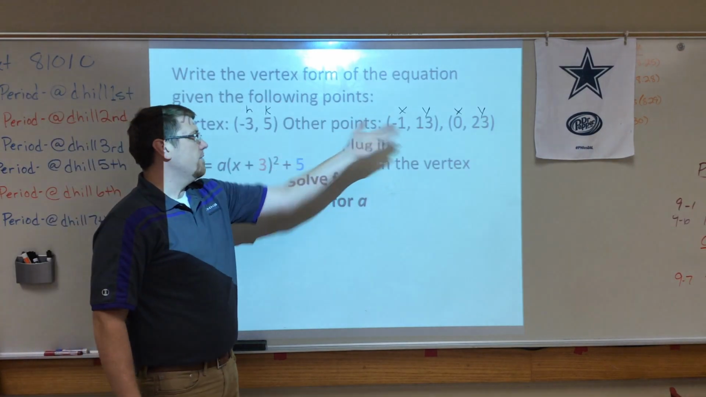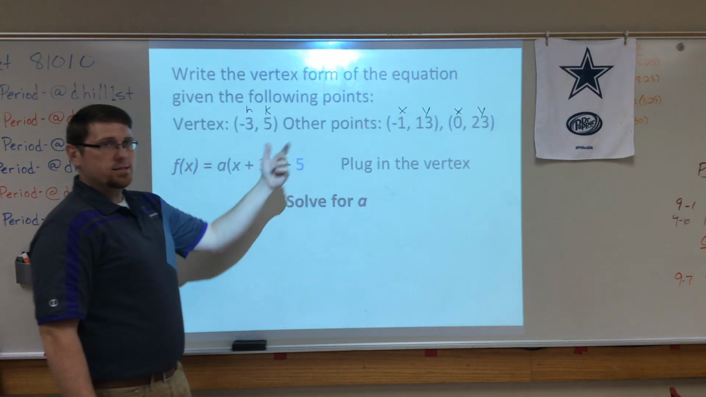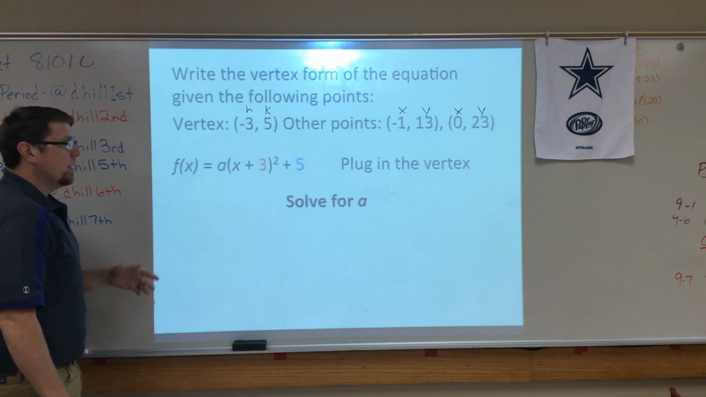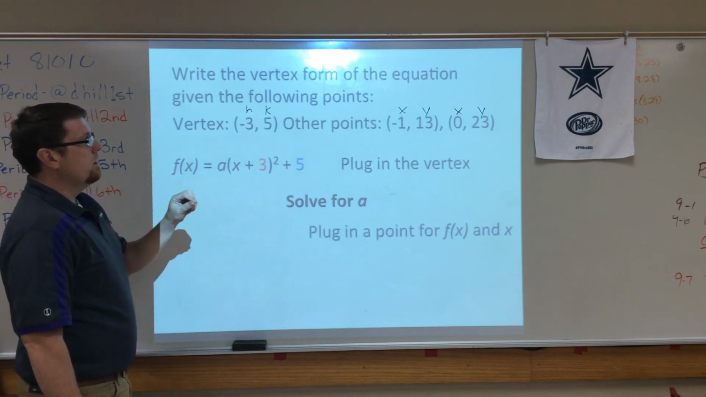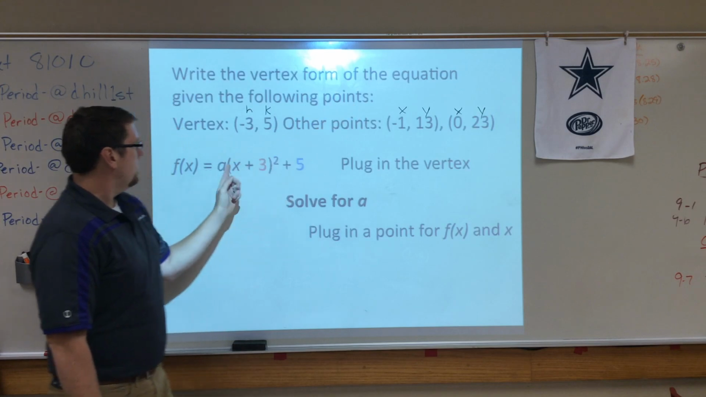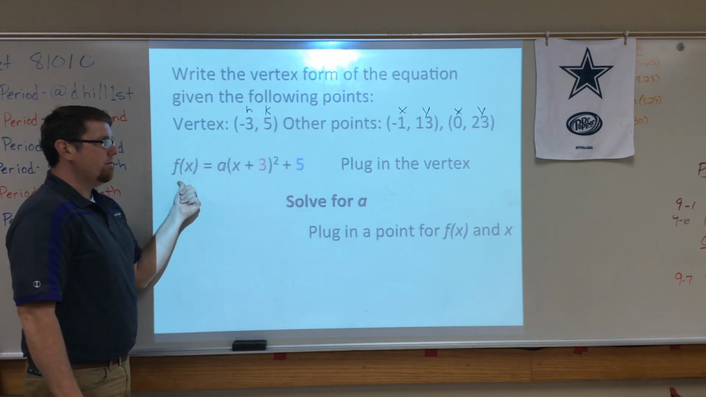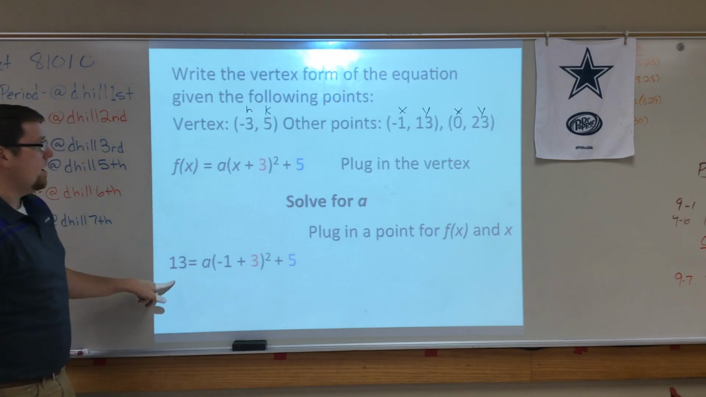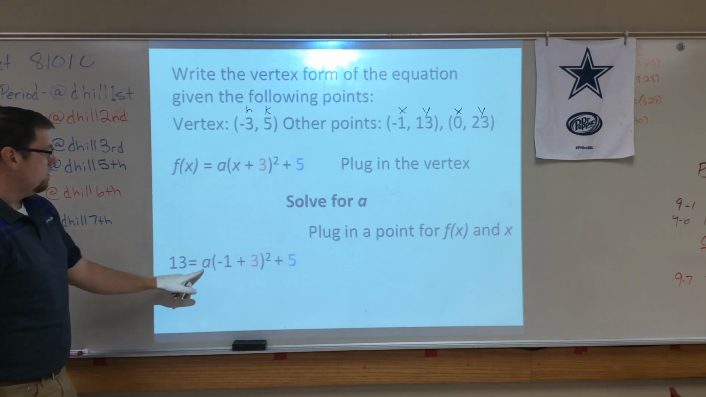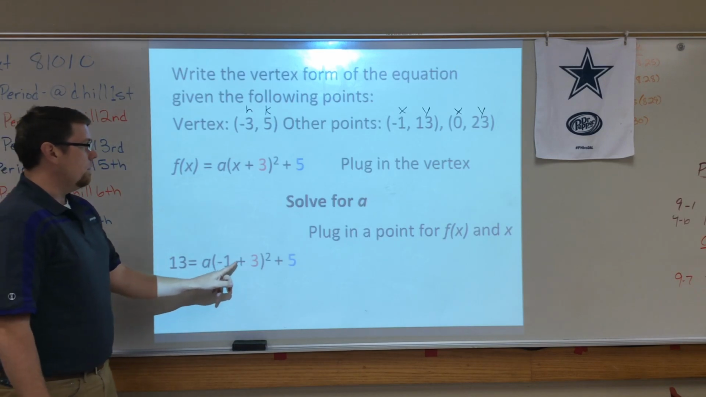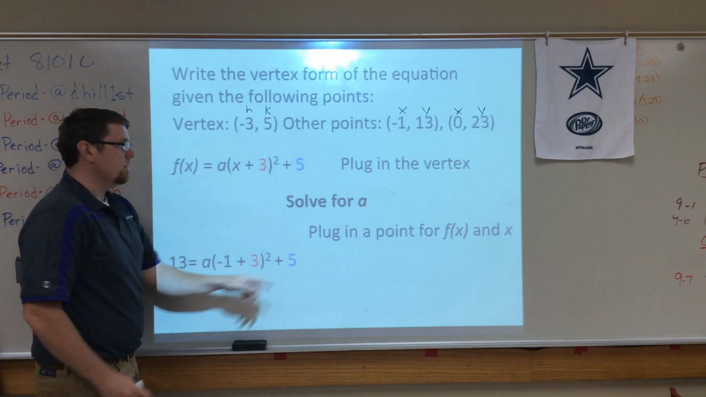I'm going to choose (-1, 13) for no other reason than it's listed first. It really doesn't matter. So I'm going to drop the x value in for x, and I'm going to put the y value in for f of x. So our equation becomes 13 equals a times (-1 plus 3) squared plus 5.